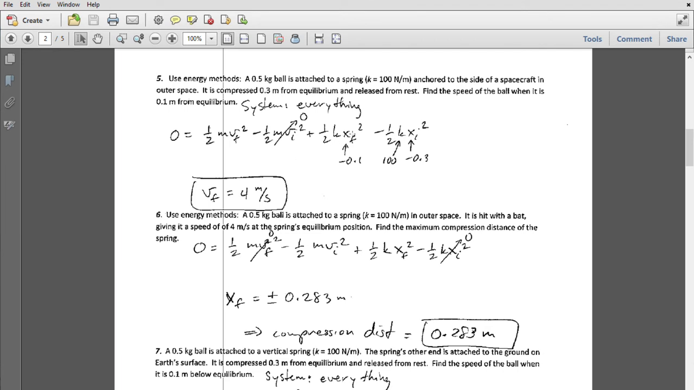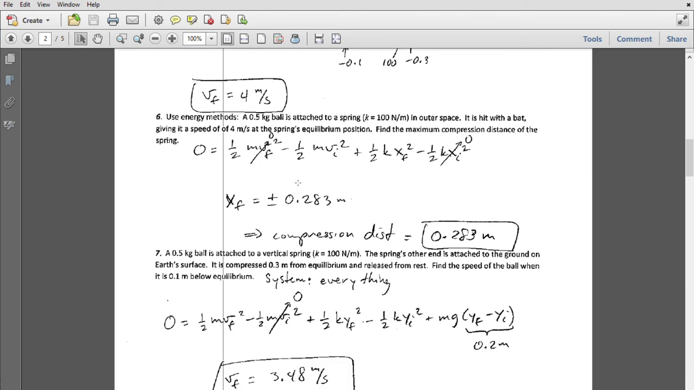In this case, we know x final is compressed by 0.1 meters in the final state. So technically, x final is minus 0.1. It doesn't really matter because we're squaring it, so the minus sign goes away. Similarly, the initial x is negative technically, but when we square it, the minus sign goes away anyway. The only unknown is v final, so that's going to be the speed when it's that much closer to equilibrium.